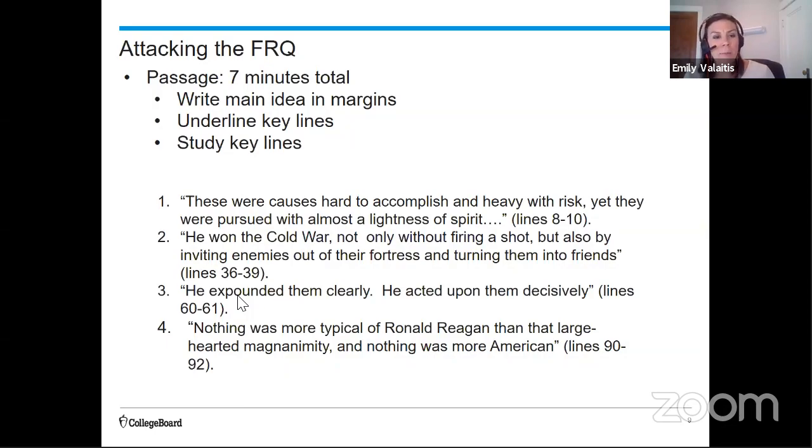And the second quote that I pulled out, it was referencing the Cold War and how he could defeat an enemy without having to resort to violence, and if anything, turn them into friends, which is a trait of a strong leader. For quote number 3, the "them" there is referring to his values. So he expounded his values clearly. He stated them clearly. He lived those values. He acted upon them assertively. And then the last thing is, again, kind of capturing his generous spirit, his compassion, all things that symbolize America.